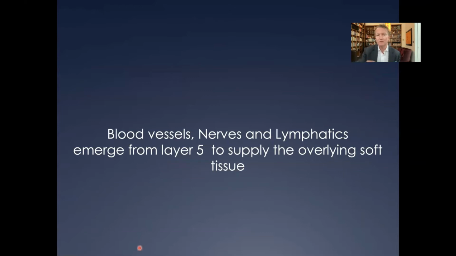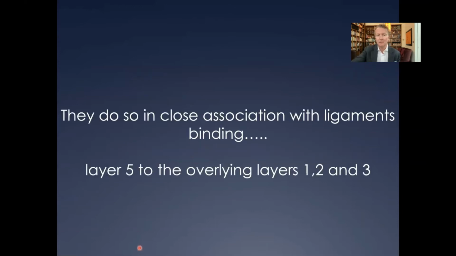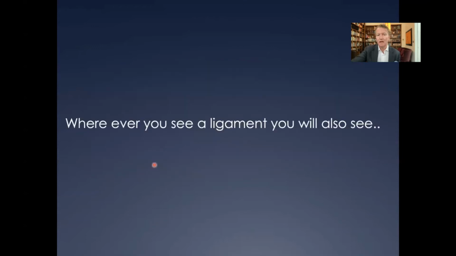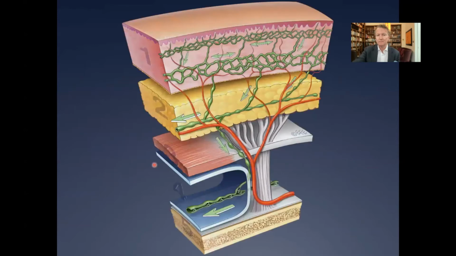And blood vessels, nerves, and lymphatics emerge from layer 5 to supply the overlying soft tissue. That makes sense. What's important to realize is that they do so in close association with the ligaments, which are binding layer 5 to those fused layers 1, 2, and 3. So these ligaments bind layers 1, 2, and 3 to layer 5. And therefore, wherever you see a ligament, you also see lymphatics, arteries, and veins.